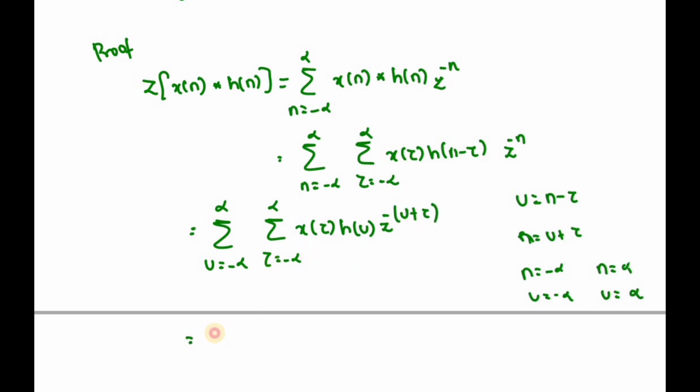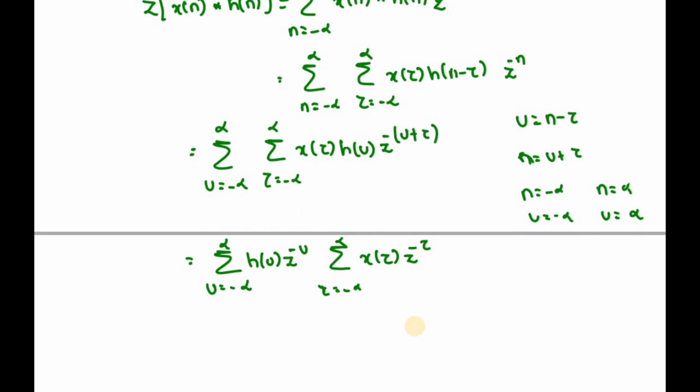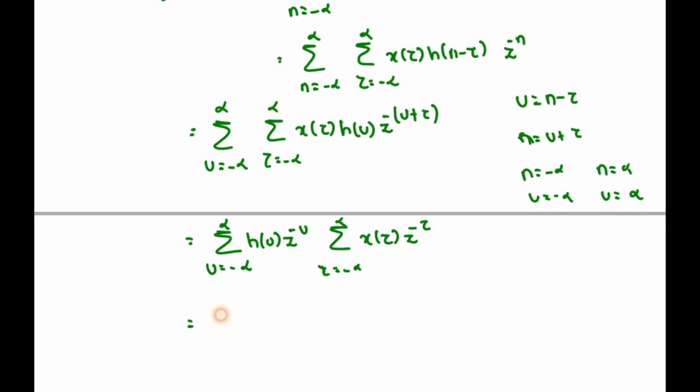So this is equal to summation u is equal to minus infinity to infinity h of u z power minus u, into summation tau is equal to minus infinity to infinity x of tau z power minus tau. So this is nothing but h of z into x of z.